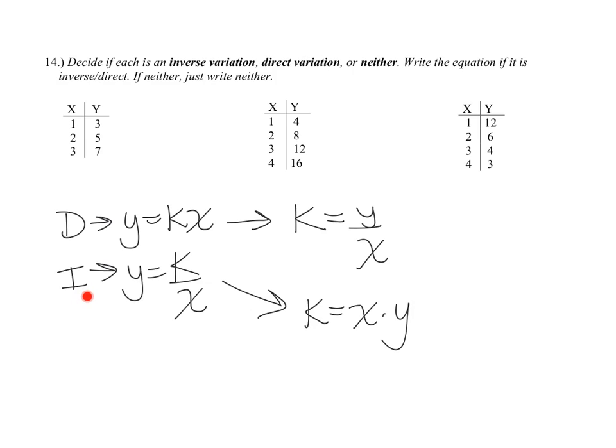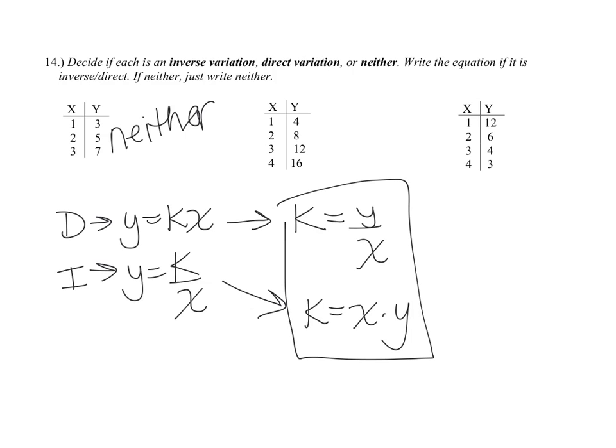So then let's go to inverse. If I find the constant by multiplying x times y, 1 times 3 is 3, 2 times 5 is 10, 3 times 7 is 21. Did any of those give me the same number? No. That means that there's not a constant within this. So this one is neither. It's neither, because if you divide y by x, you don't get the same number. If you multiply x and y, you don't get the same number, okay? The other thing you can do if you don't understand this way is you can just take these ordered pairs and plug them in to the equation and see if you keep getting a constant, okay?